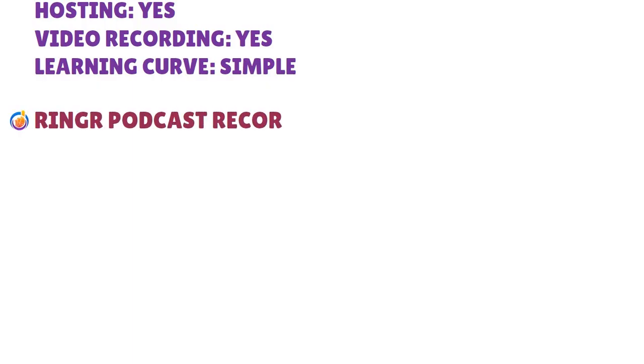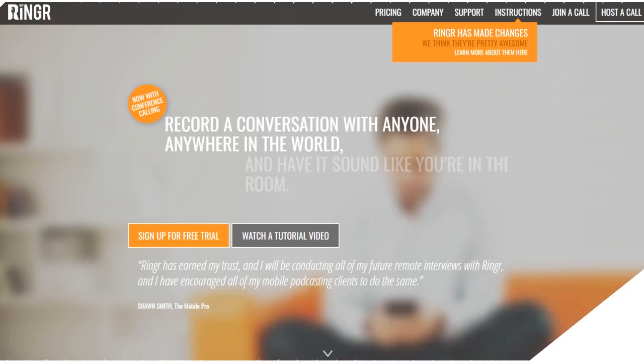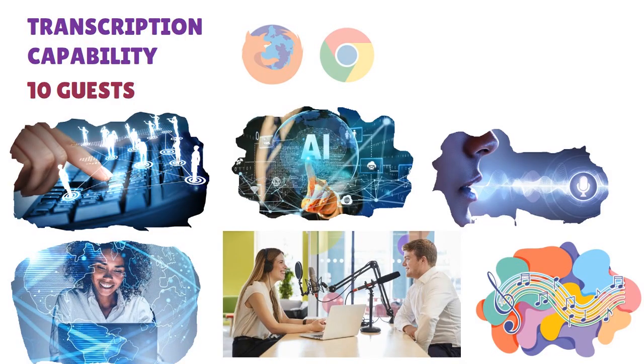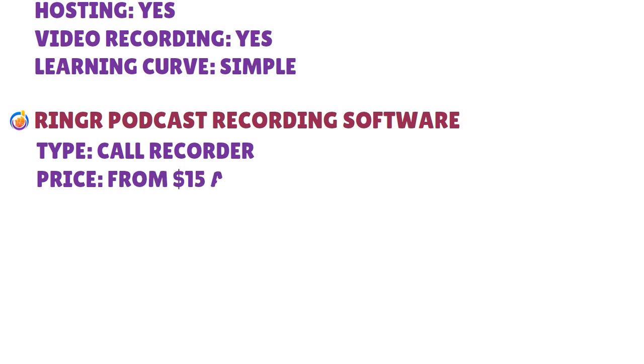Next, you have Ringr podcast recording software. Ringr is an app that lets you record calls on your mobile or desktop. You can record yourself and 4 guests on the $19 a month feature, let's say the premium package. Ringr recommends that participants use Google Chrome or Firefox. So this is kind of cool. Think of Ringr as a call recorder. You have to pay somewhere from $15 to $25 a month.